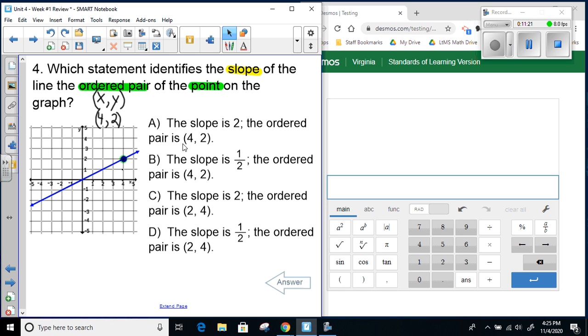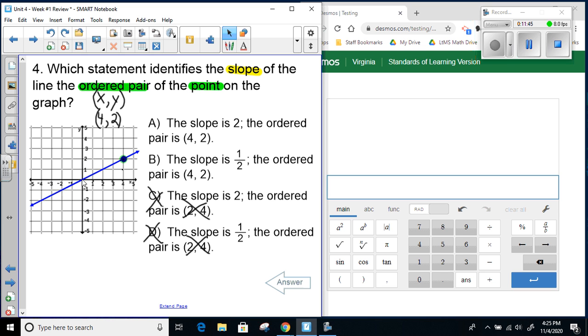So right away I notice that A has the ordered pair 4, 2, and B has that ordered pair, but C and D have it written backwards. They have the ordered pair wrong. So my answer can't be C and it can't be D. That narrows it down to A or B. A says the slope should be 2, and B says the slope should be 1/2. So let's go to our graph and figure out what our slope should be.